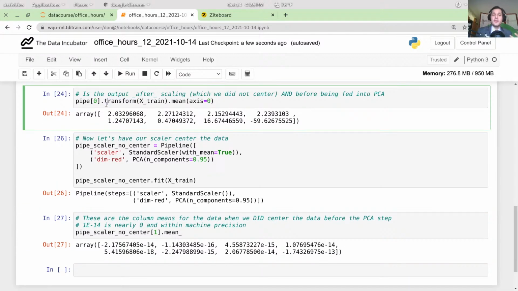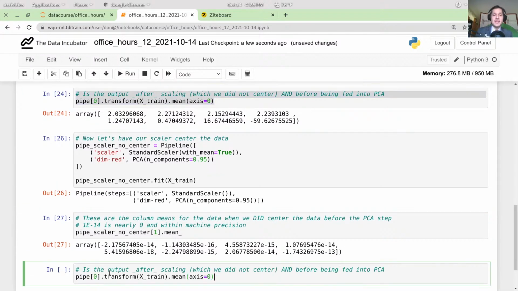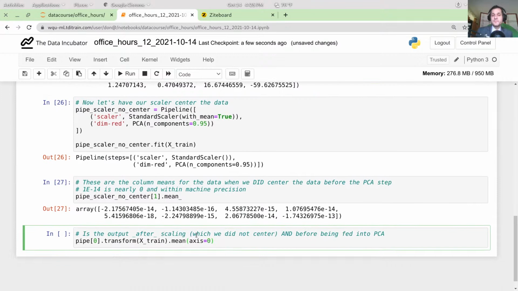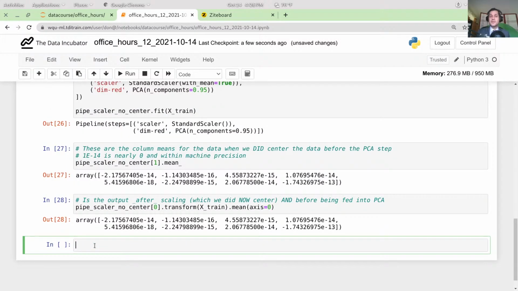So in fact, if we look at what it is after the scaling step, which we did now center, let me just change the name here to scalar no center. And it's nearly 0. It's the exact same answers, right? Exact same answers.